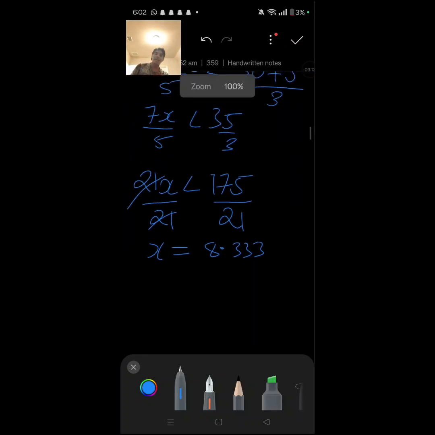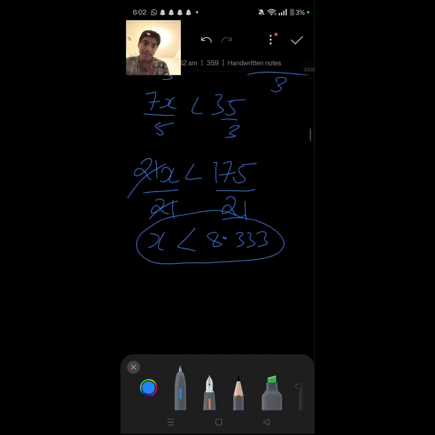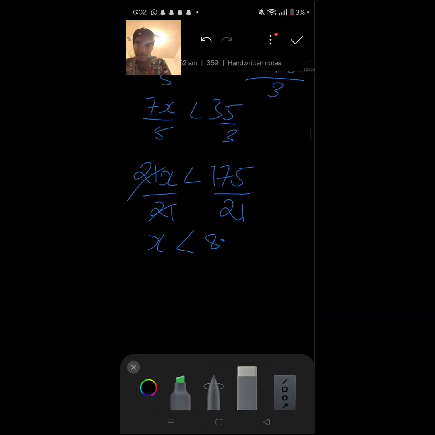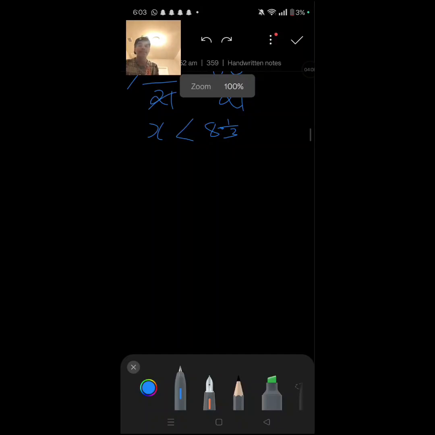So as I told you, it is just an irrational number. But it's not equal to, my bad, it's less than. So x is less than 8.333. This is the first part that you've gotten. After that, what will you get? You can represent it as a fraction, I'm telling you, that's better. 8 1 by 3, represent it like this. So now we've gotten one part, we've got that x is less than 8 1/3.